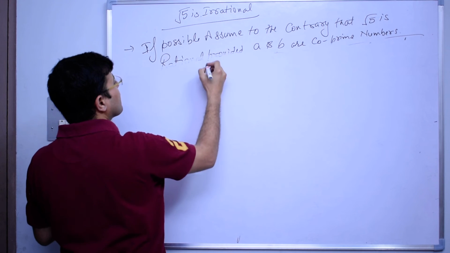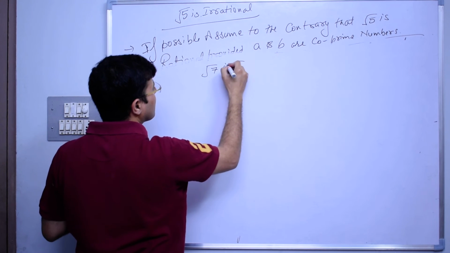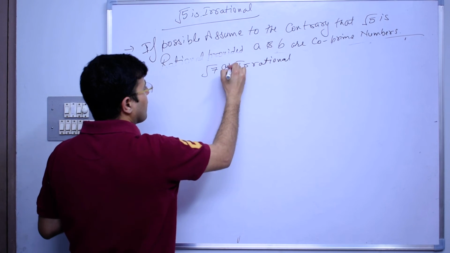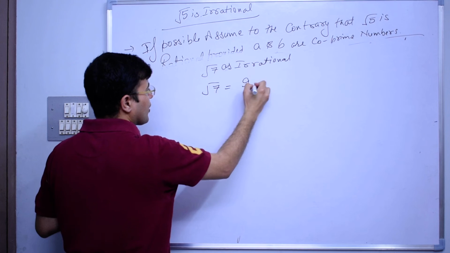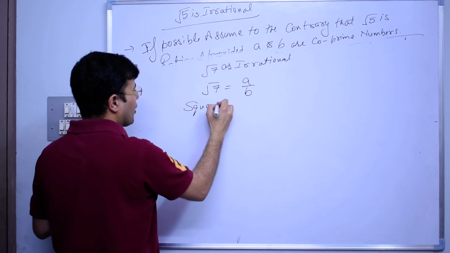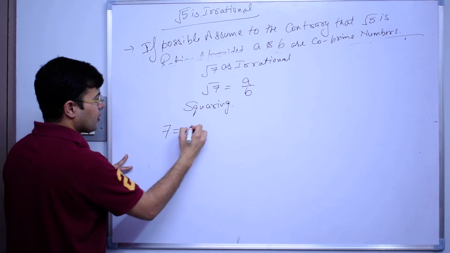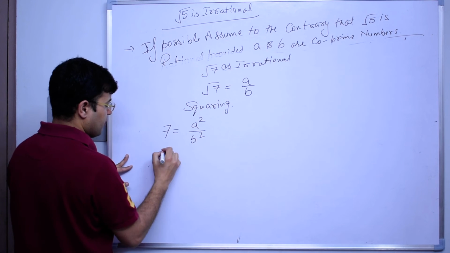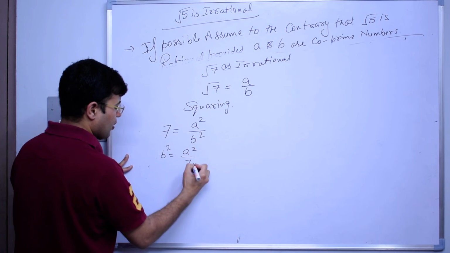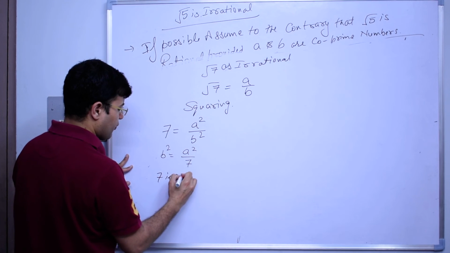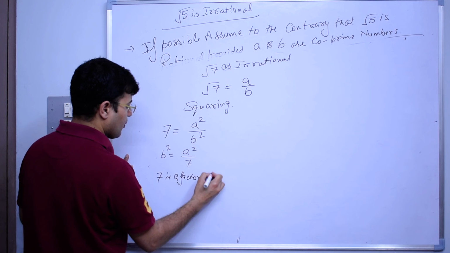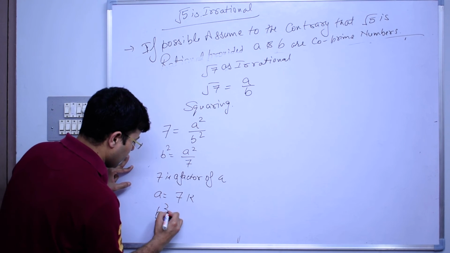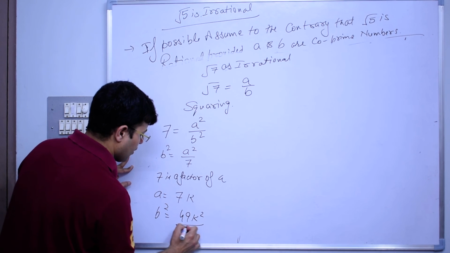Now let's say if they have asked us to prove root 7 as irrational. So again we will start with this first step, that is a by b squaring with say 7 is equal to a square by b square. Then b square is a square by 7, and then you will write that 7 is a factor of a, and then we'll proceed that a as 7k. So b square is 49k square by 7.